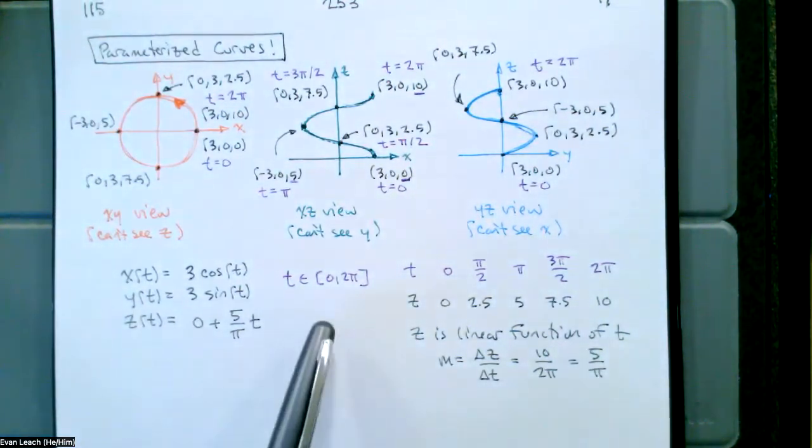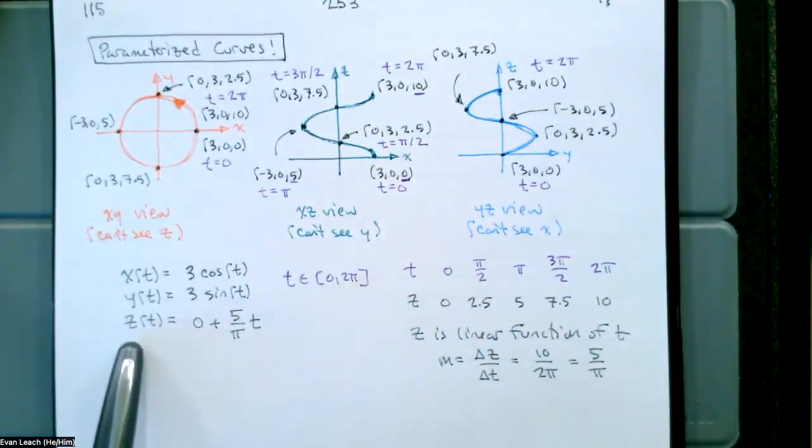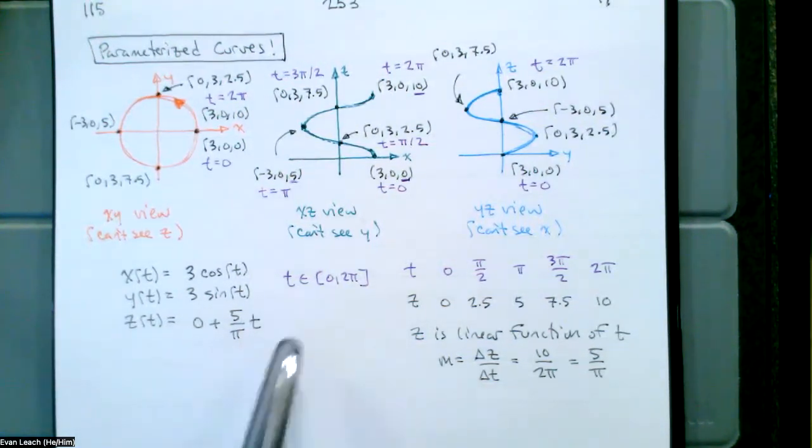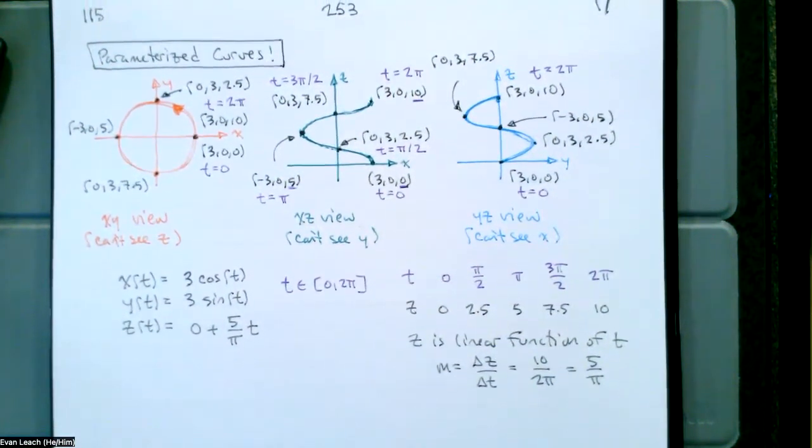Let's make sure it works out at least at our endpoints. When t is equal to 0, z is equal to 0. That's what we wanted. And when t is equal to 2 pi, z is equal to 10. That's going to fit our endpoints.